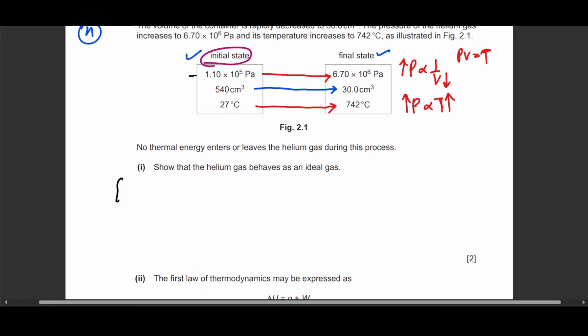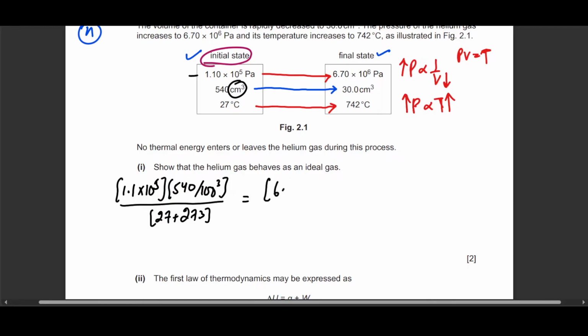So P1 is 1.1 into 10 raised to power 5. Volume is 540, and please realize that this is centimeter cube and the volume is supposed to be in meter cube. So 540 divided by 100 cube, divided by the temperature, which is 27 plus 273, as thermodynamics temperature, should be equal to the after situation, which is going to be 6.70 into 10 raised to power 6 multiplied by volume, which is 30 divided by 100 cube, divided by 742 plus 273.